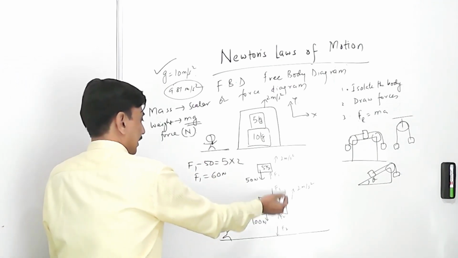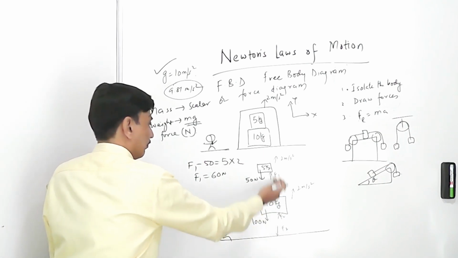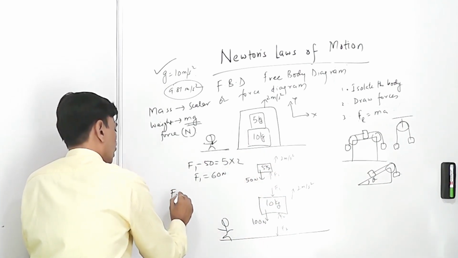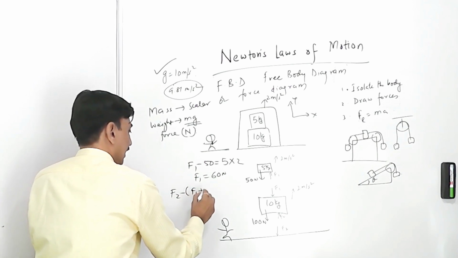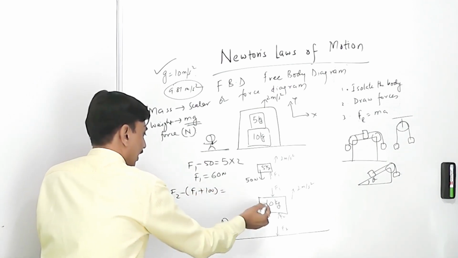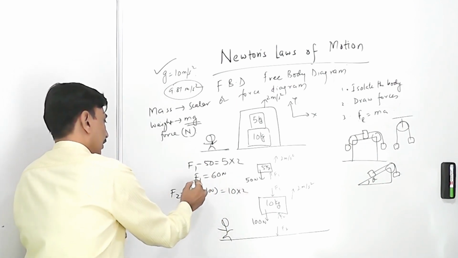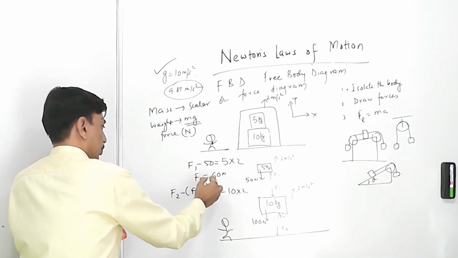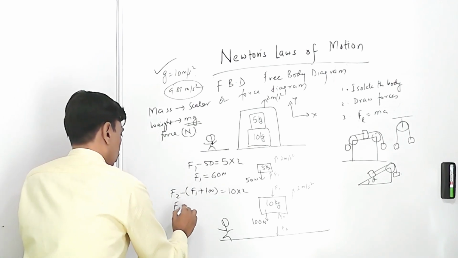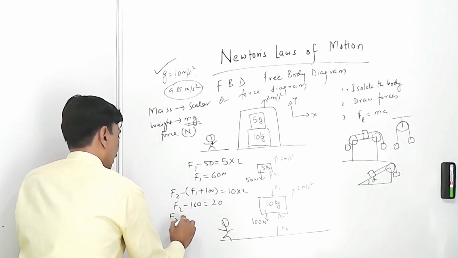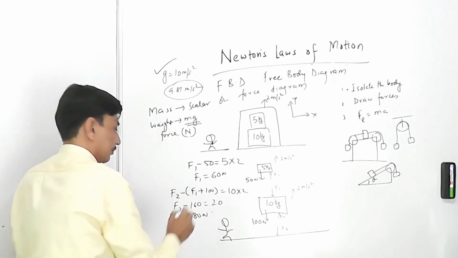Similarly, this is accelerating up. So we take upward forces minus downward forces. Upward force F2 minus downward forces F1 plus 100 is equal to the mass of this body only, that is 10, into 2. F1 we know is 60 over here. So F2 minus 160 is equal to 20. So F2 comes out to be 180 Newton.